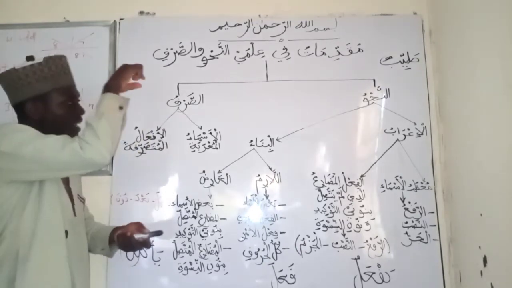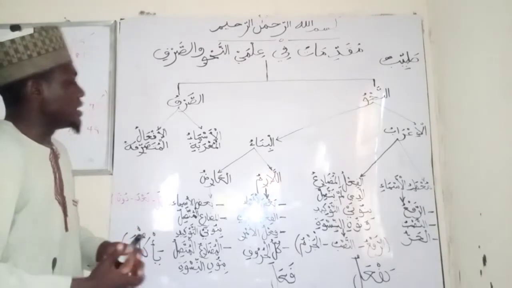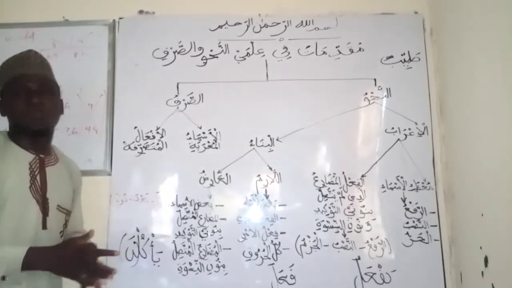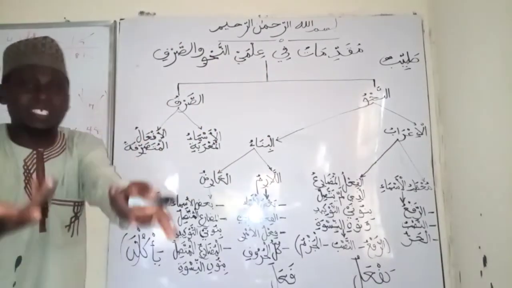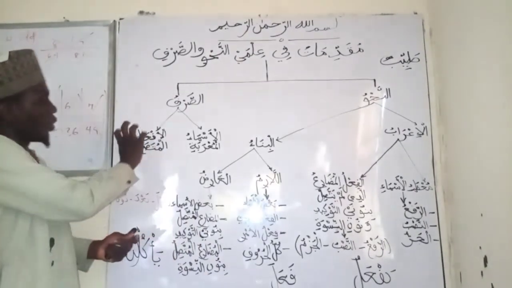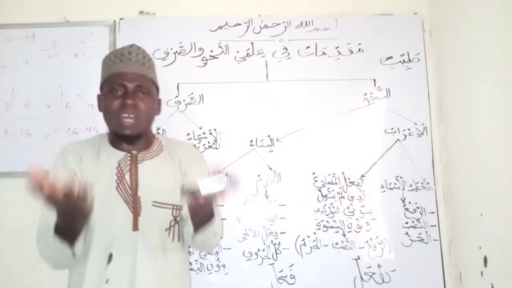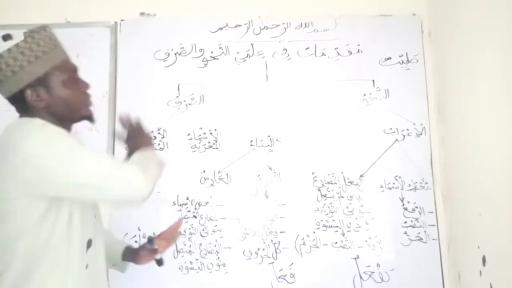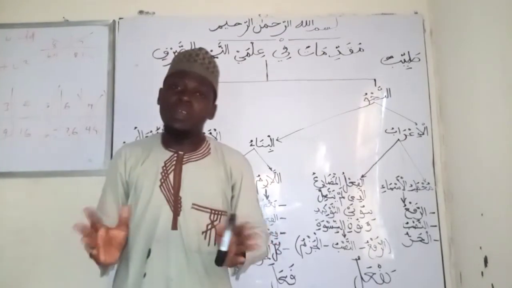So sarf can be subdivided into Al-Asma' al-Mu'raba, the changeable names, and the other subdivision is Al-Af'al al-Mutasarrifa, the verbs that are flexible and changeable. For example, we have al-fi'l al-madi, al-fi'l al-mudari', fi'l al-amr, and the likes of that. So this is the preliminary introduction to the concept of nahw and sarf.